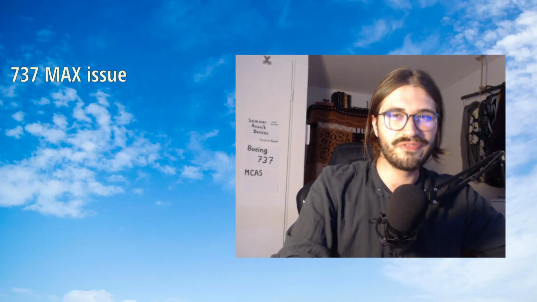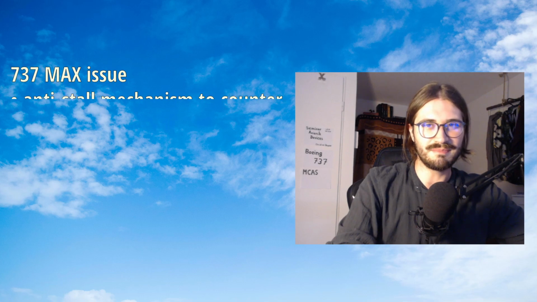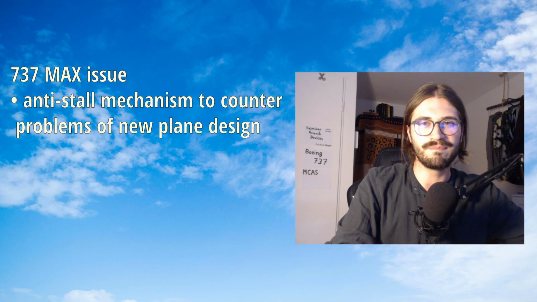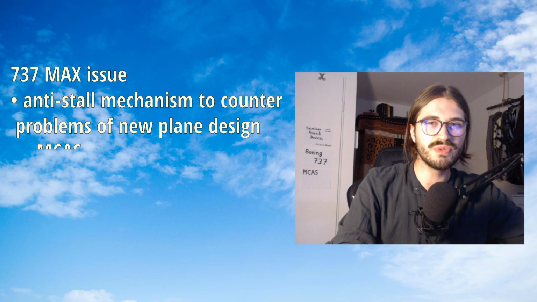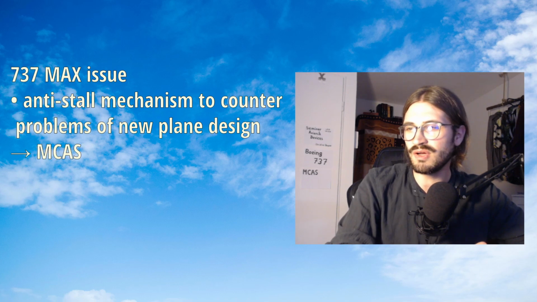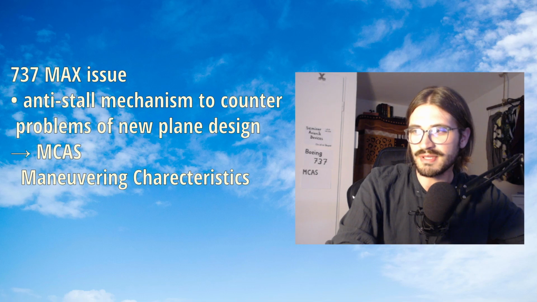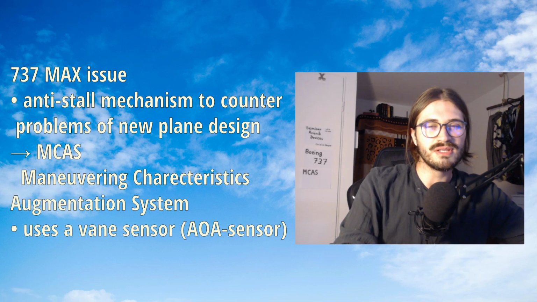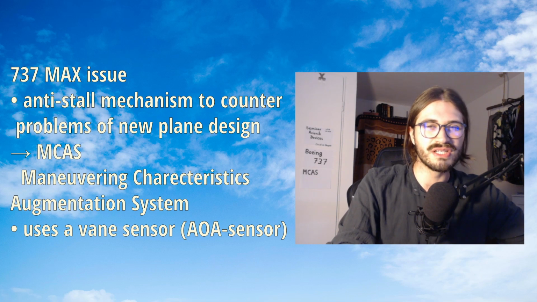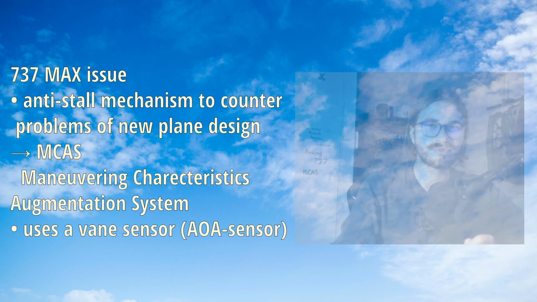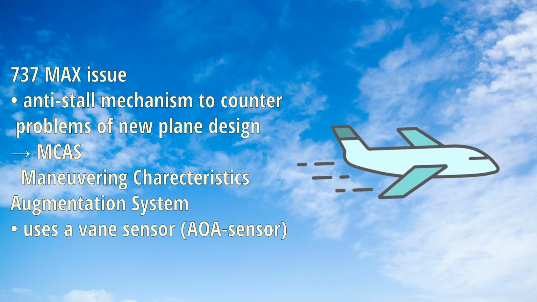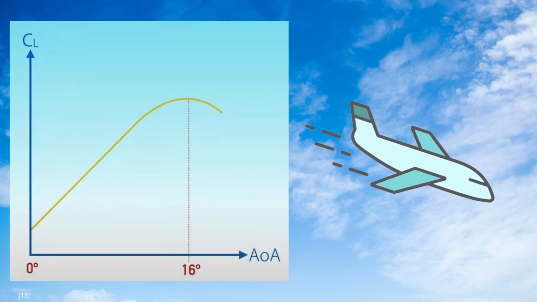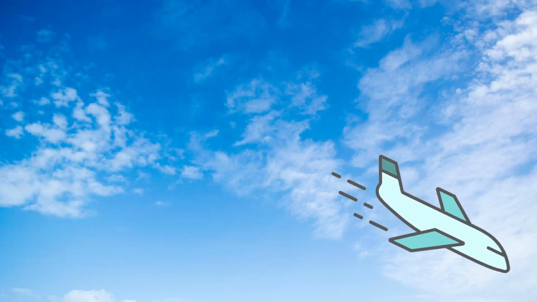The new design of this plane required an anti-stall mechanism to counter the new problem the design carried. For this, Boeing introduced MCAS, which stands for Maneuvering Characteristics Augmentation System. Basically, it uses a vane sensor to measure the angle of attack, AOA for short. I will not explain in detail what the angle of attack is, but with a too high or too low angle of attack, the plane is in danger of stalling and therefore crashing.